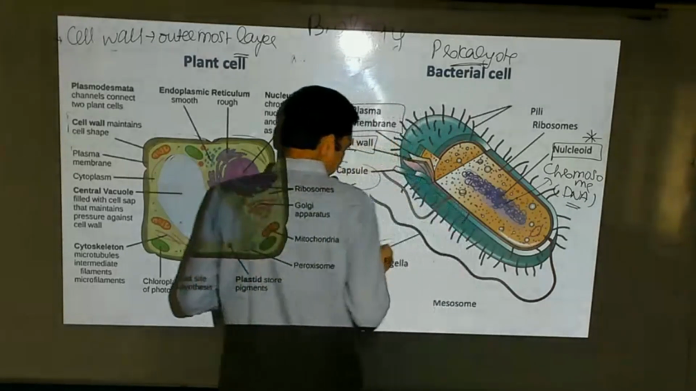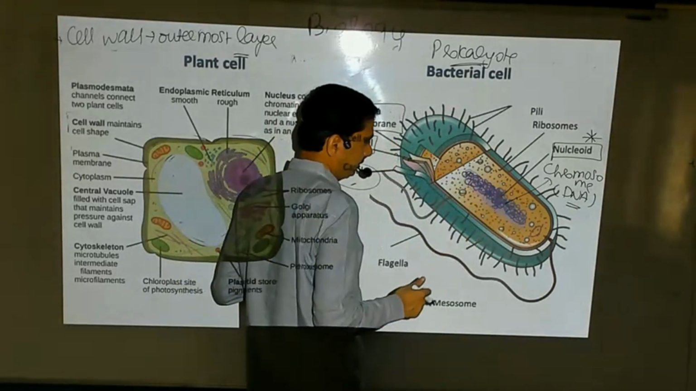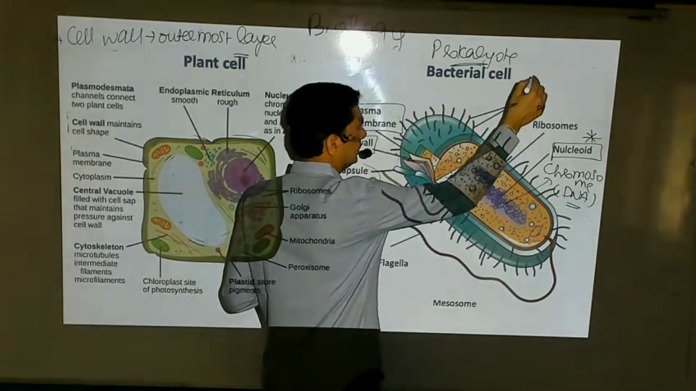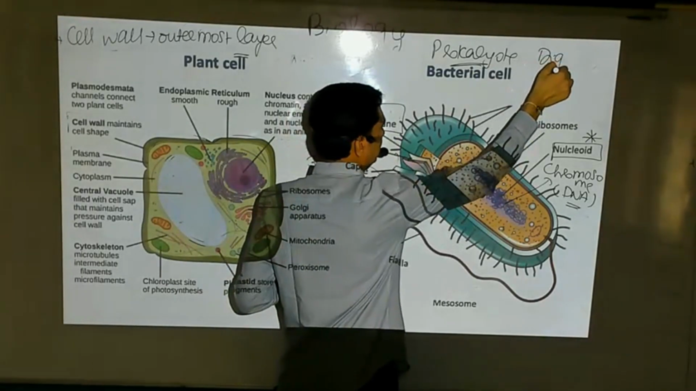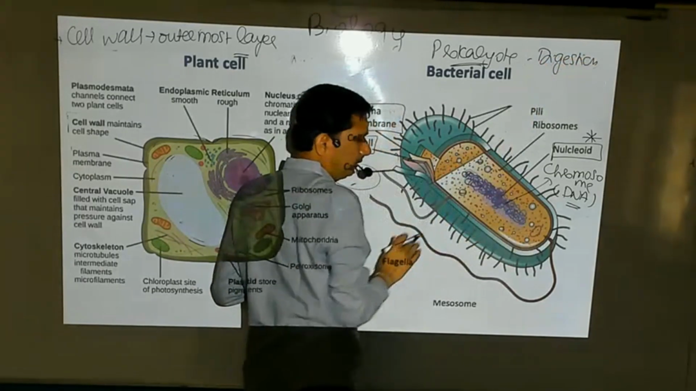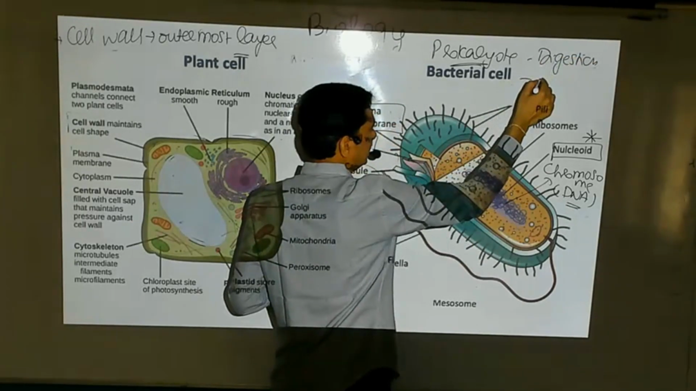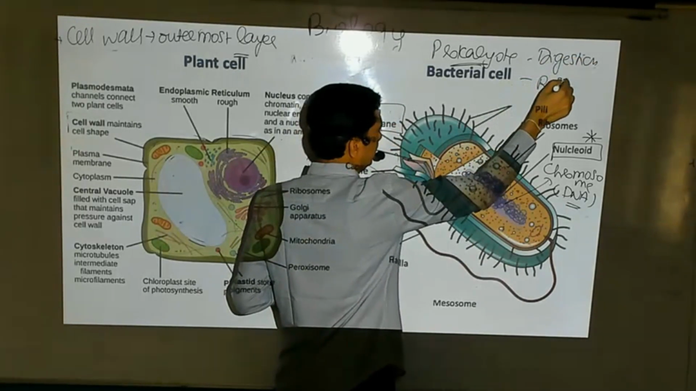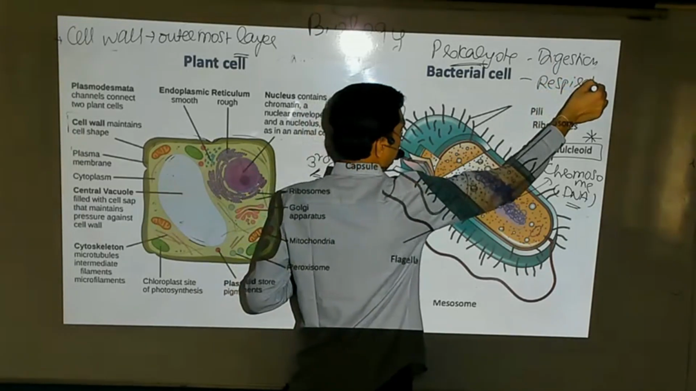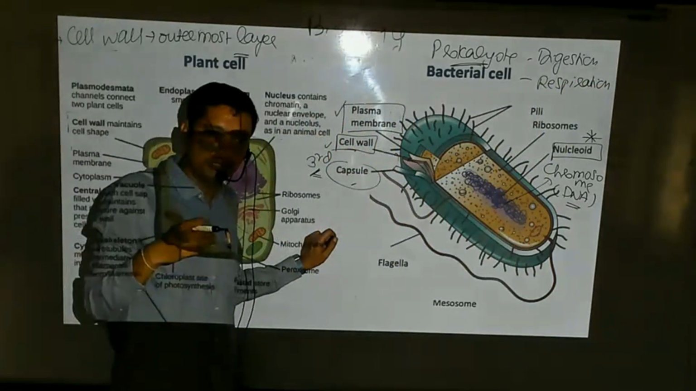Right. What else do you see here? Nothing, no other organelles, but all sorts of things take place inside. If bacteria need to digest some food, digestion takes place inside. If bacteria want to convert this digested food into energy, that means respiration. Respiration also takes place. They don't have a nose, they don't breathe like us, they don't have lungs, but still respiration takes place.